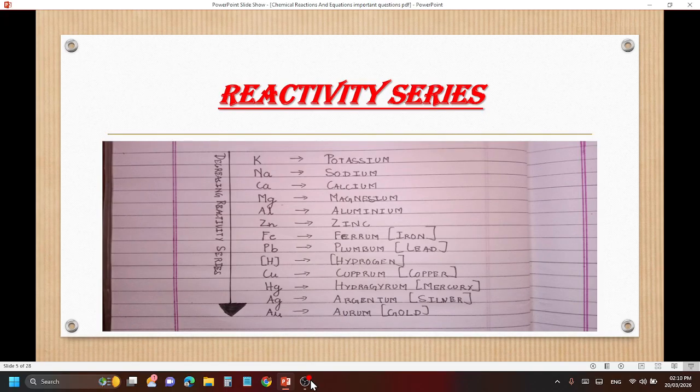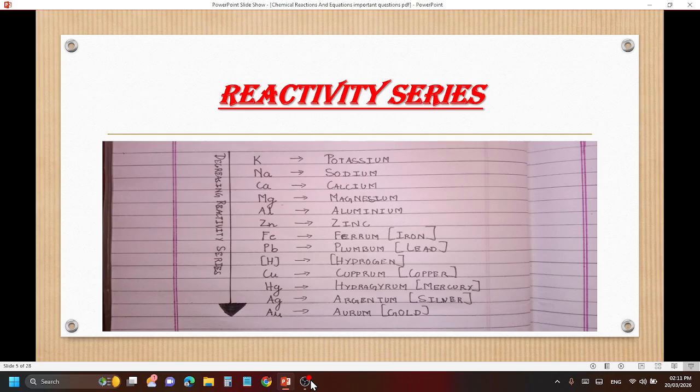Next, reactivity series. I'm just giving a simple gist about what the reactivity series is. We'll study it in more detail in the upcoming sessions of the metals and non-metals lesson, where I will give you a complete, clear explanation. Simply remember, the reactivity series is the order in which the metals have been arranged according to their ability to react with other metals, non-metals, elements, etc.